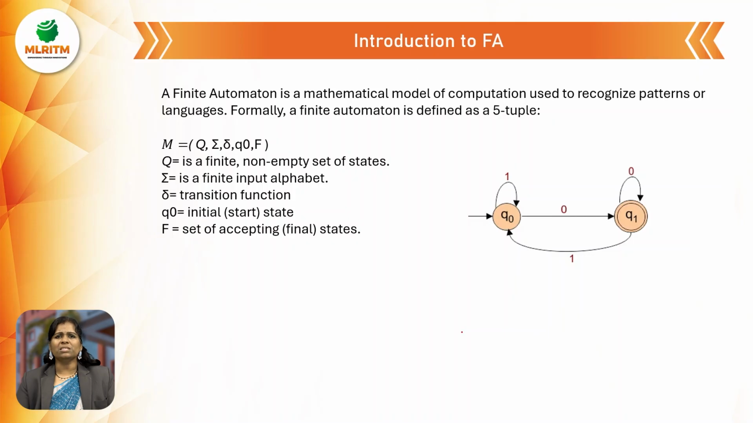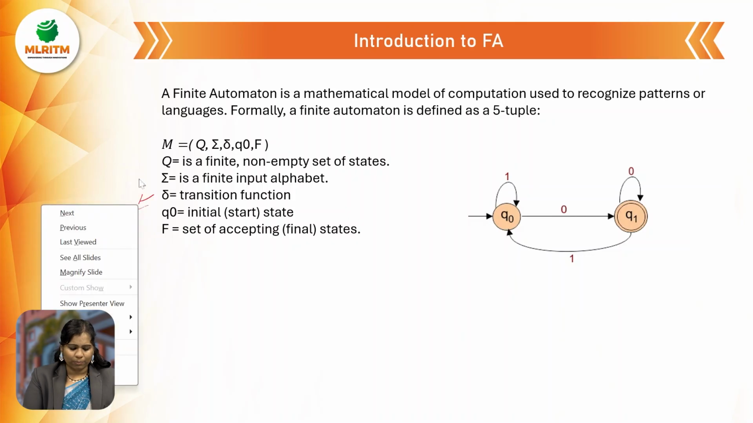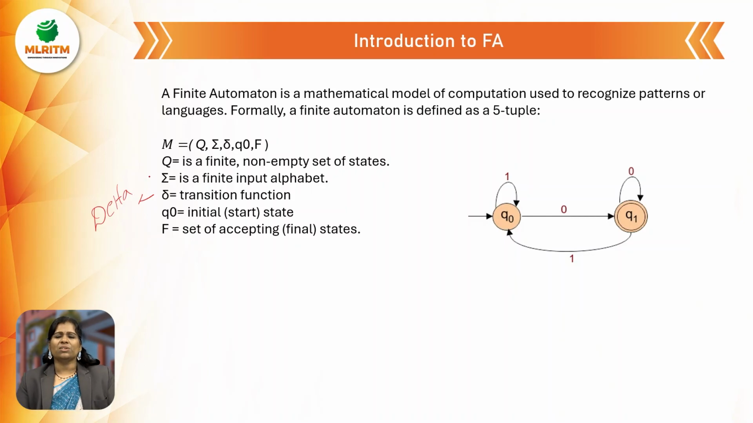Next, sigma. Sigma is the input alphabet. Next, the transition function delta. Delta is used to move from one state to another state. We call this symbol delta. Q naught is the initial state. And F is the final state.